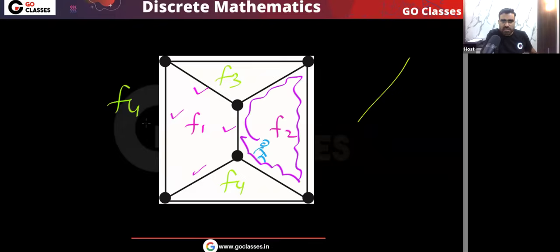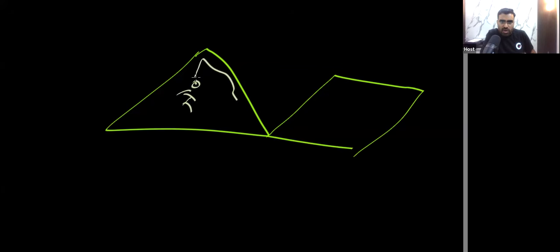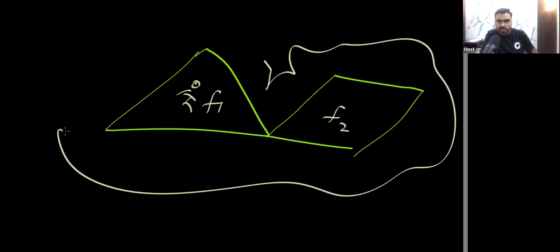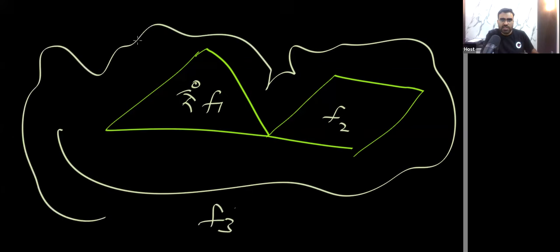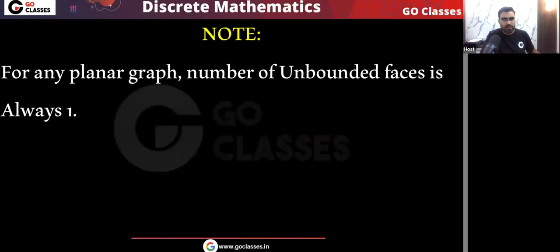If I give you any graph, consider this graph. If I am standing here, how much area can I cover without crossing the edge? This is the area, so this is face number one. Similarly, if I am standing here, this is the area I can cover without crossing the edge, and this outer area I can also cover. So there are three faces here. Did you understand? Now let's move on.